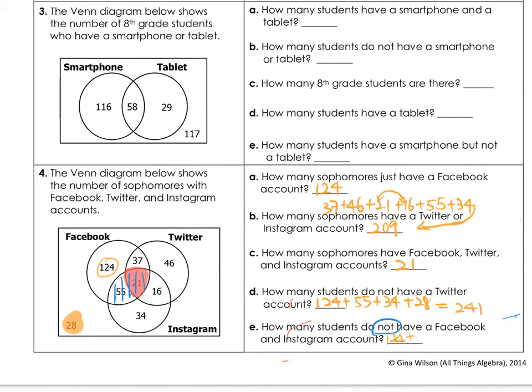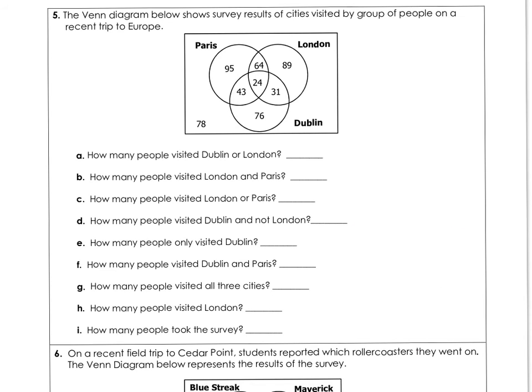So the simple calculation is 124 plus 37 plus 46 plus 16 plus 34 plus the 28 in the end. That's your answer, and the final answer should come out to be 285 kids who don't have a Facebook and Instagram account. Okay? This is a lot more complicated with 3 circles. So I'm gonna demonstrate how to do number 5, and for number 6 you can do it on your own.